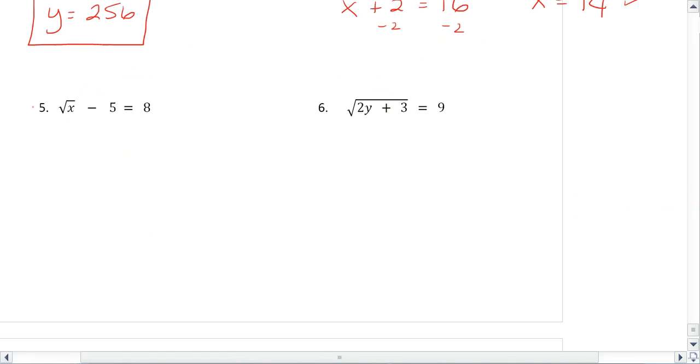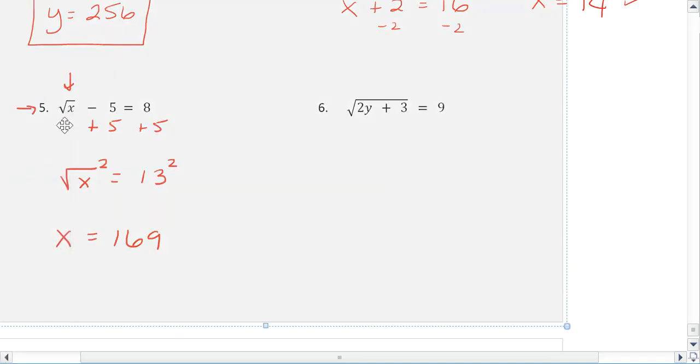Looking at example 5, all right, we finally have one where this radical is not isolated. We have this minus 5 to get rid of. So step 1, to isolate the radical, we need to add a 5 to both sides. And now I have square root x equals 13. Then I'm ready to go ahead and square both sides to give me x equals 169. Then if we plug that back in here, square root of 169 is 13, and 13 take away 5 is indeed 8. So this answer checks out.